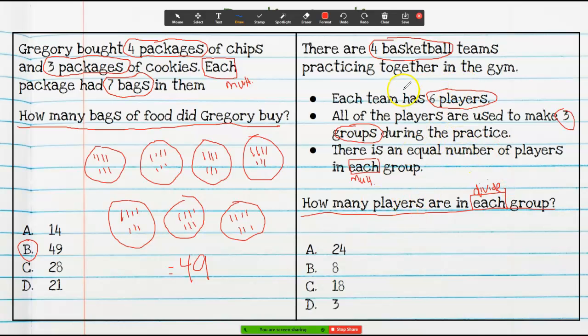Okay, so let's draw it out. Each team has 6 players. There are 4 basketball teams. So 1, 2, 3, 4. 4 basketball teams. Okay, remember, draw it out. Each team has 6 players. 1, 2, 3, 4, 5, 6. We're going to put 6 players on all the teams, just like it says.